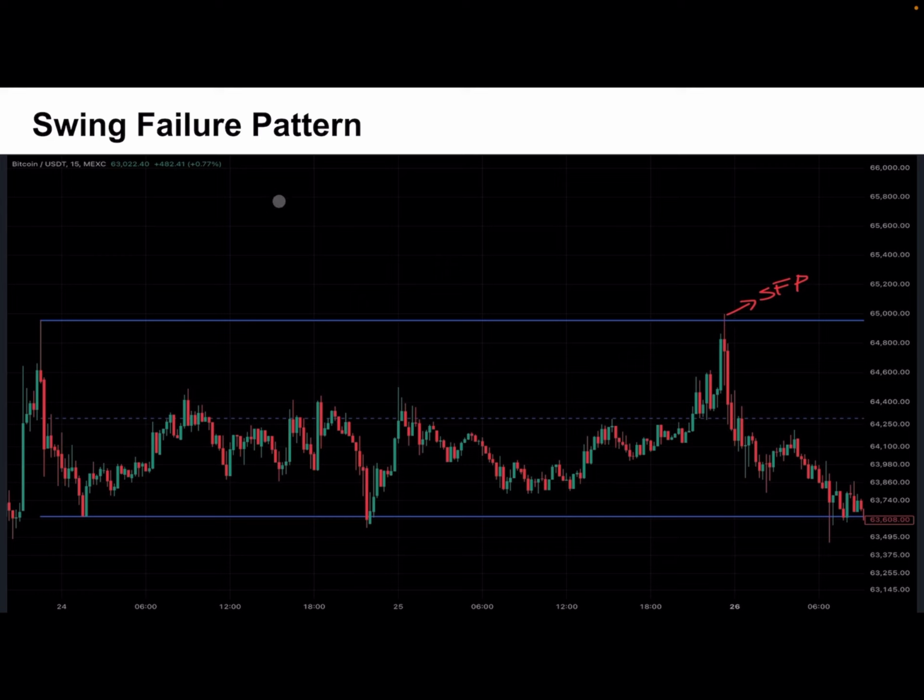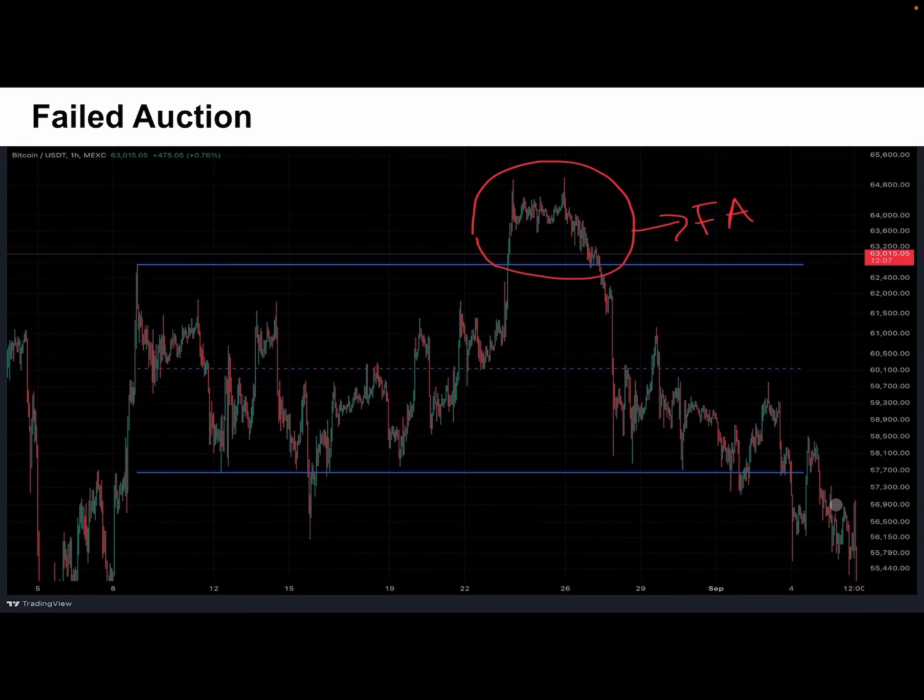And this is what we call a swing failure pattern, where it just wicks above the high and then continues in the other direction. And the other way this can happen is a failed auction. In the failed auction, you will see the price move sideways for a long time, just like in our swing failure pattern example.